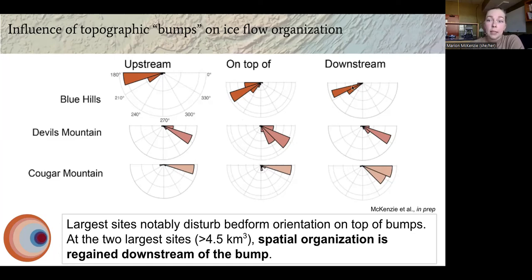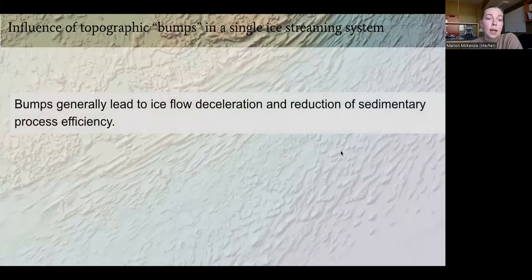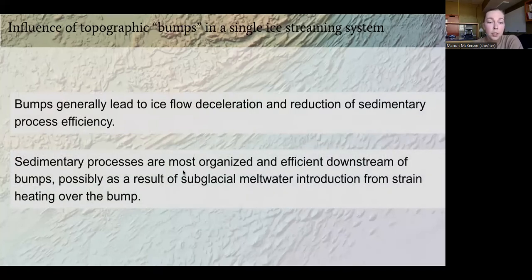However, in the two largest sites, which are greater than 4.5 cubic kilometers, we see that downstream, the ice is able to regain this orientation and organization of the direction of flow. And so while bumps generally lead to ice flow deceleration and reduction of sedimentary process efficiency, as shown in two of the slides before, we also see that sedimentary processes are most organized and efficient downstream of bumps. And this is possibly a result of an introduction of subglacial meltwater from strain heating as the ice moved on top of the bump.